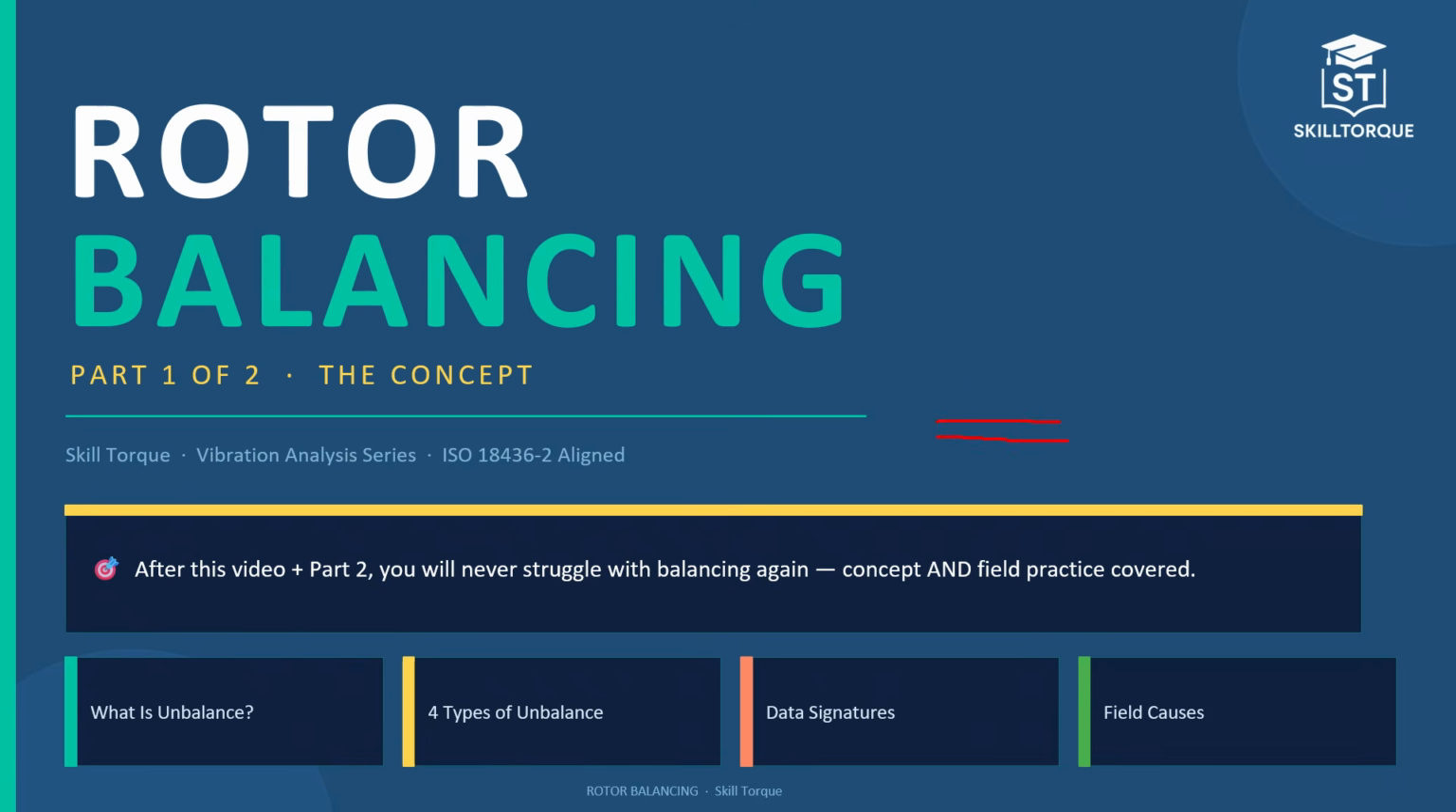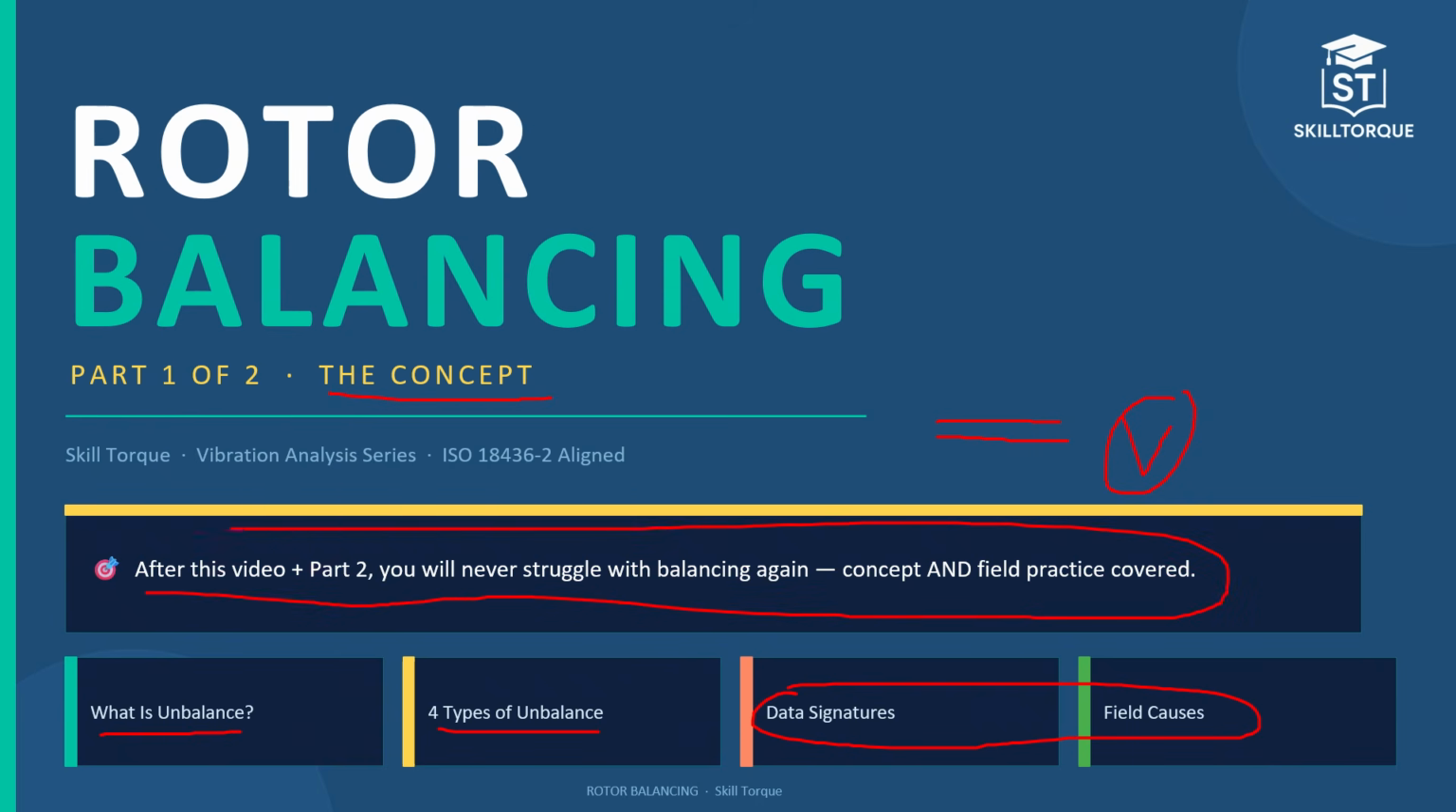So what will happen in this case? The machine will start to vibrate. So we are covering balancing across two videos. This video is the concept, or you can say the theory, and we are going to understand exactly what unbalance is and its types, and also see how it looks in the data. The next video will be fully practical, and there you will see how to actually perform the balancing in the field, step by step, using the vibration analyzer.